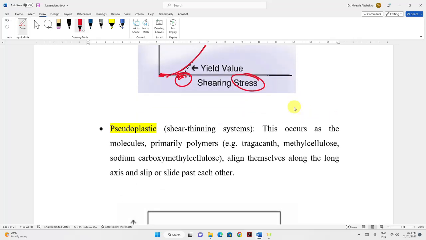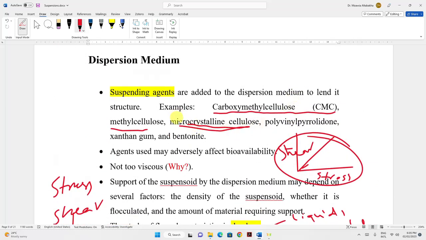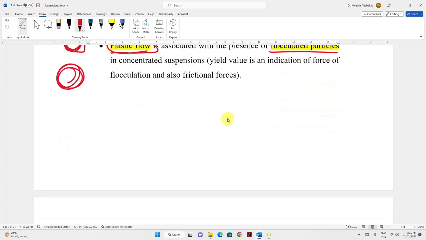Okay, another thing which is associated with suspension is pseudoplastic flow, and it's also referred to as shear thinning systems. Here we are talking about the vehicle, not the suspension. Now it's desirable that the vehicle, which usually of course may be water or another vehicle containing usually a polymer like tragacanth, methyl cellulose, carboxymethyl cellulose, the same that we studied here. If you remember, we studied them here, and I told you that these will increase the viscosity.